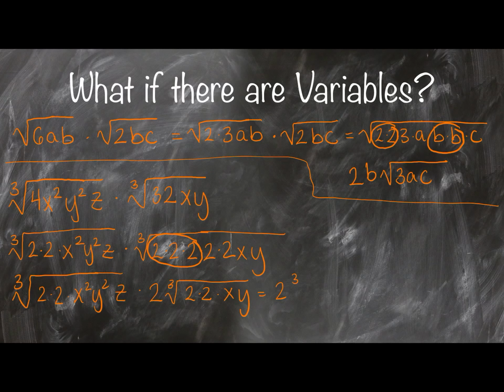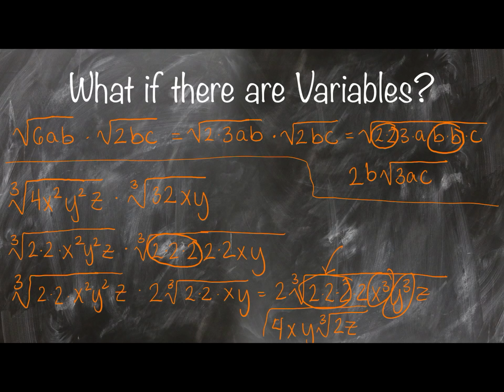That's going to be 2 cube root, and let's get all our 2's. We have 4 of them. 2 times 2 times 2 times 2. X cubed, y cubed, z. Aha, I see another few triples we can get out here. There's a triple, there's a triple, and there's a triple. So we're going to have 4, because we have 2, and then our other 2 that we're getting from here. 4, x, y, and then what's left on the inside? The cube root of 2z.